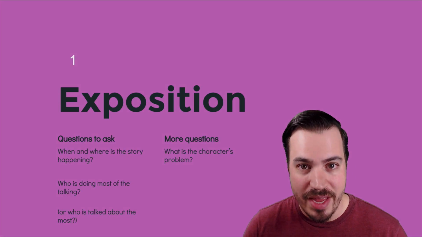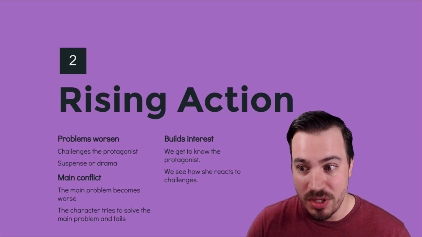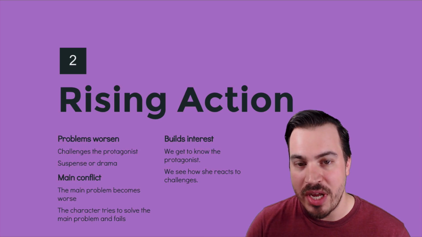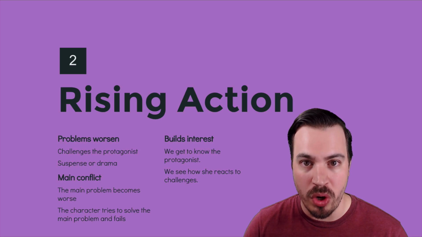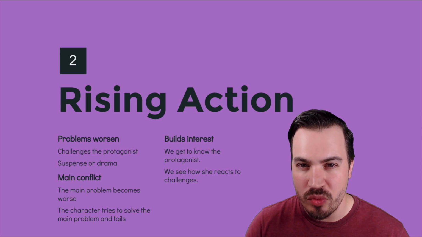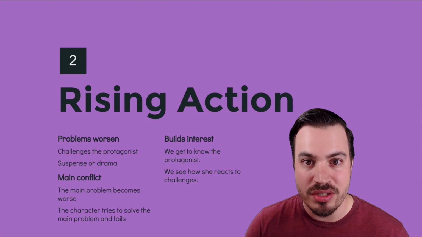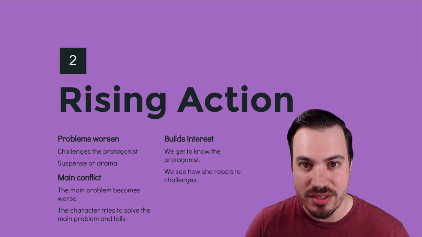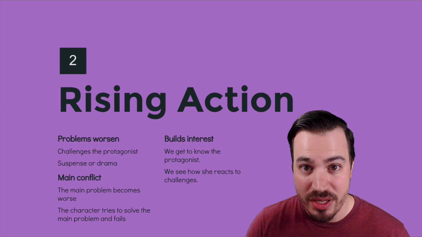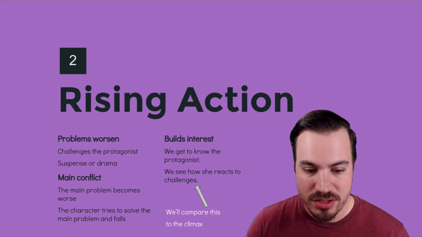Okay, then you get to the rising action. This is where the problem gets worse. They face these challenges. They try to accomplish these goals or deal with these challenges, and they fail. Things get worse. They don't know how to solve their problem yet. And this is where we build interest and we really get to know the protagonist, and we see how she reacts to all these different challenges and all the different things she faces in the story. And we'll compare this later, how she's reacting now in the rising action to the climax.